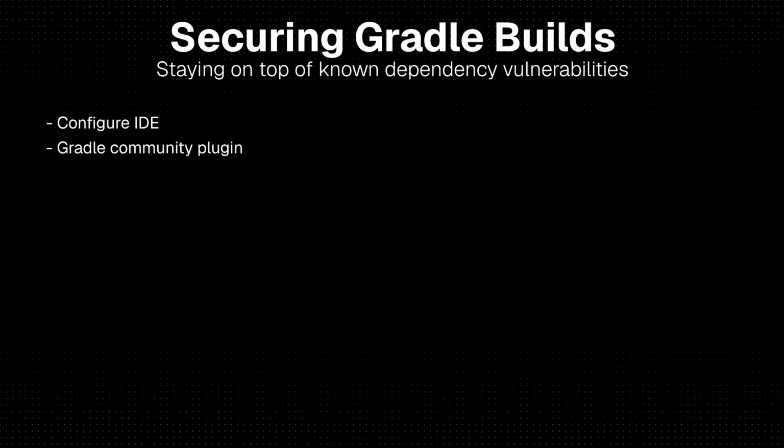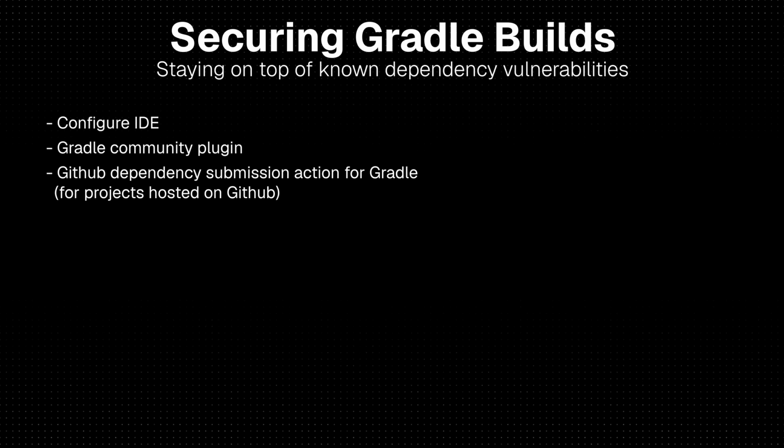The second is to use a Gradle plugin such as the Dependency Check plugin that provides a task that can run as part of the build and fail the build if vulnerabilities are found. The third is to use the GitHub dependency submission action for Gradle that allows you to see vulnerabilities found on GitHub and can also fail builds if vulnerabilities are found.